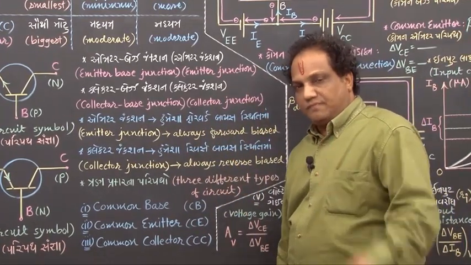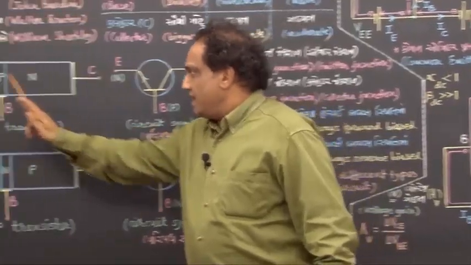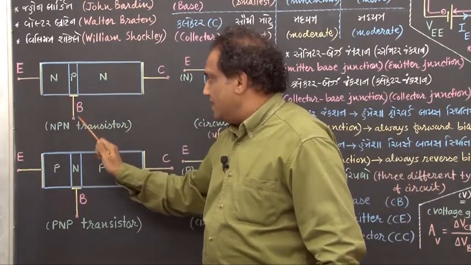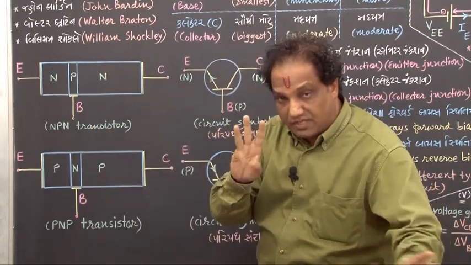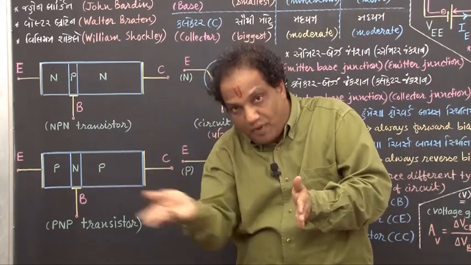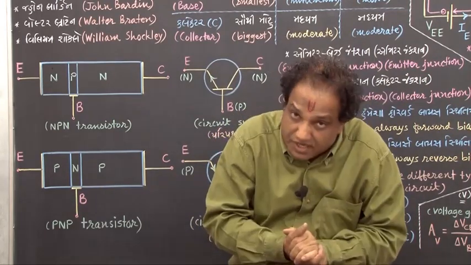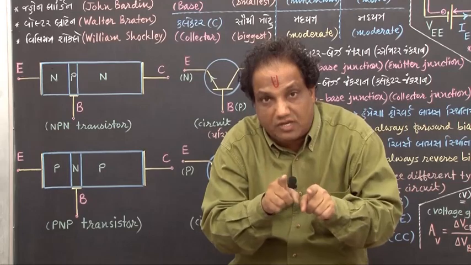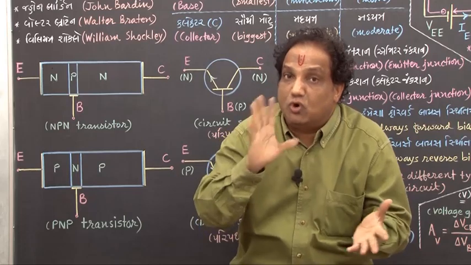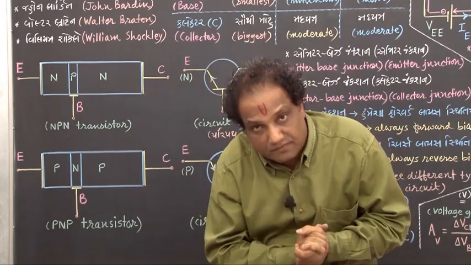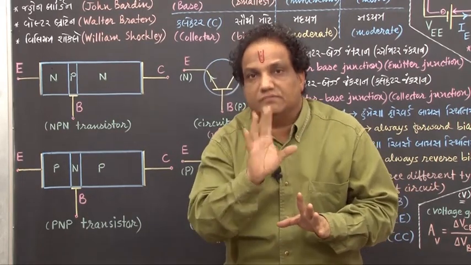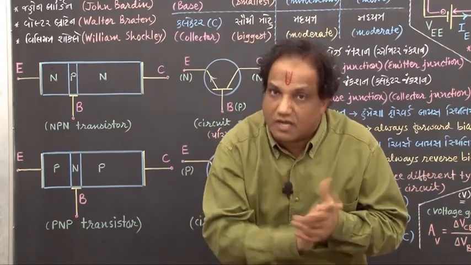Remember, there are two types of transistor, NPN and PNP. But each of them has three terminals: emitter, base, collector. Out of three terminals, if you desire, any one terminal can be kept common in the input part of the circuit and in the output part of the circuit. Depending upon which terminal you are keeping common, we will have three different modes of connection with a transistor. They are respectively known as common base, common emitter, common collector.